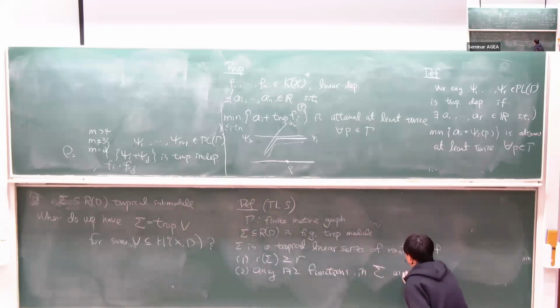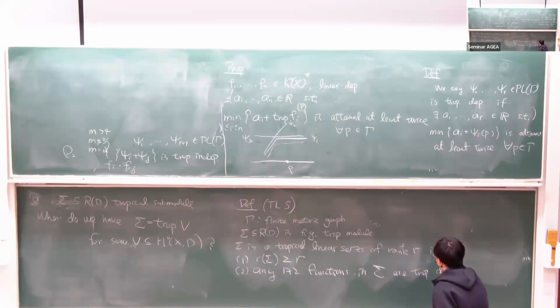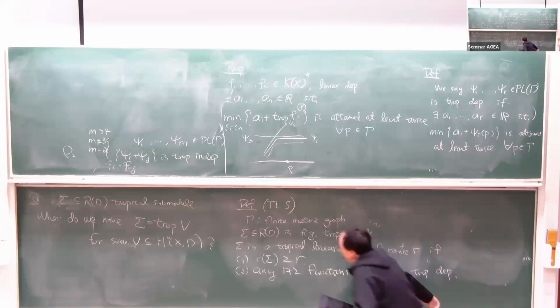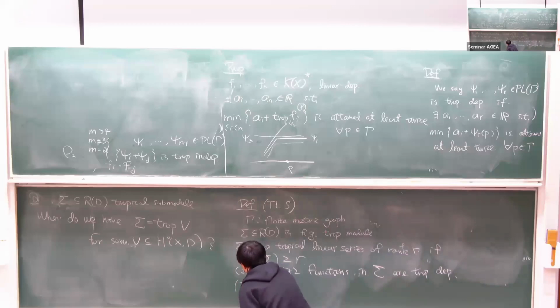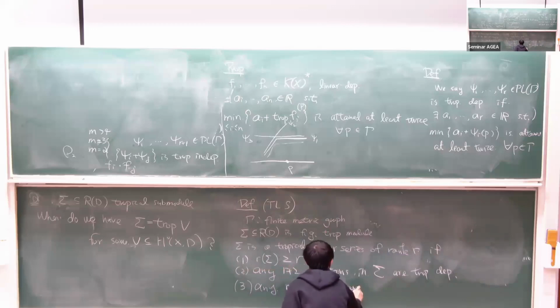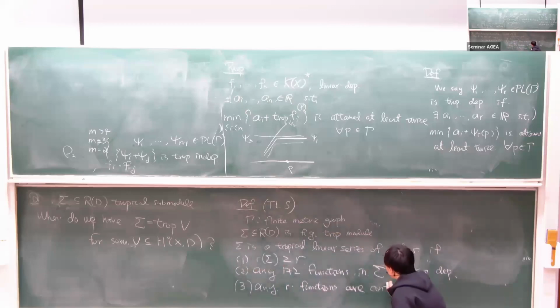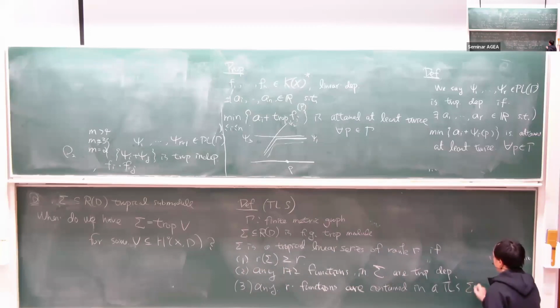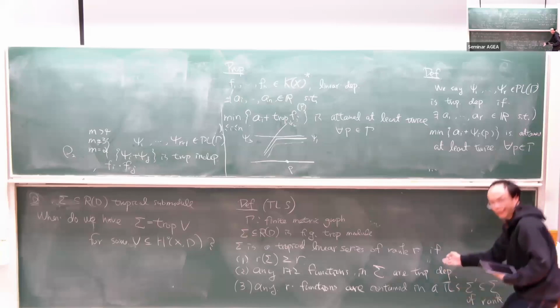So they are tropically dependent, which means that this size cannot be too large. So the third one is that any R functions are contained in a tropical linear series, sigma prime in sigma of rank R minus 1. So it's an inductive definition.